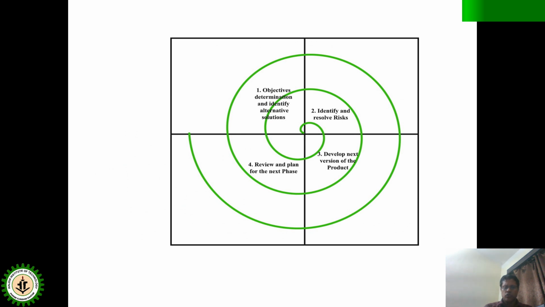So the radius of the spiral, radius meaning the distance from the center to this point, is actually the cost of the project. See here, as we are moving, time is increasing, so the radius is the cost. Here less cost is incurred on the project, but here more cost is incurred. Here is the maximum cost for this diagram. So the radius shows the cost spent on the project.